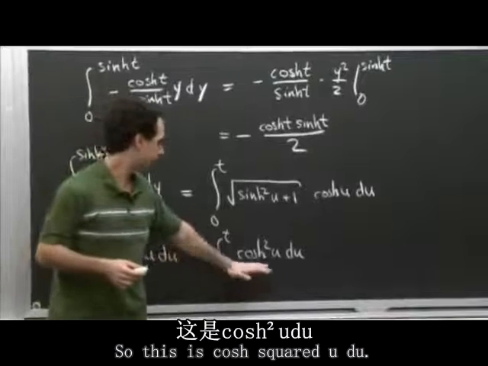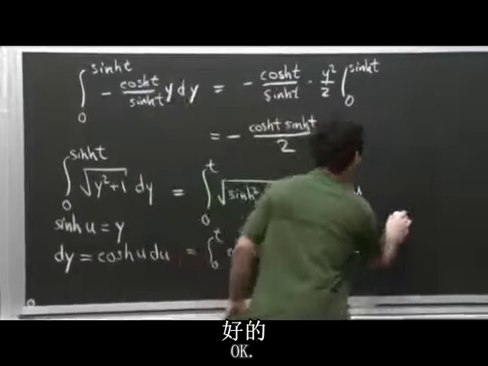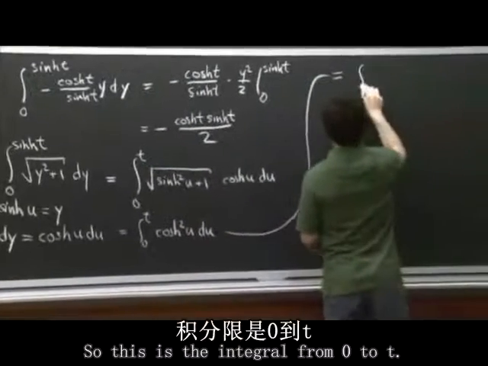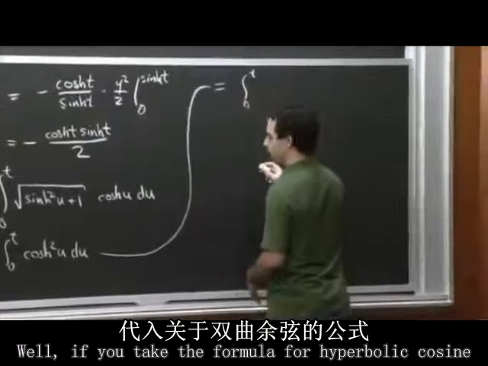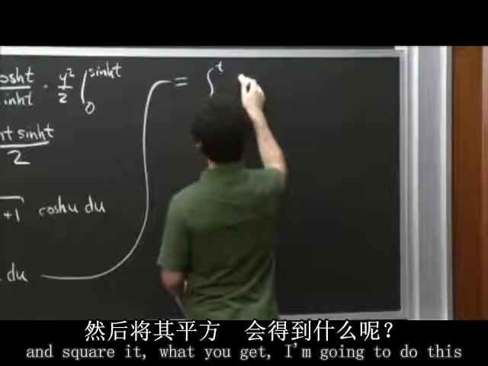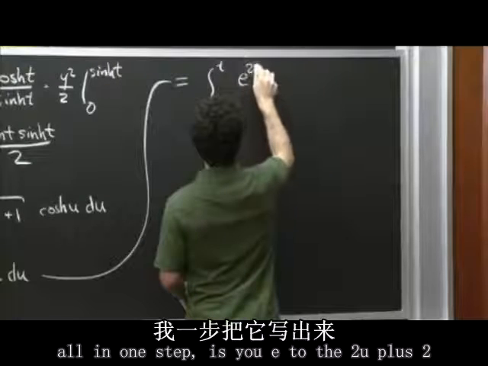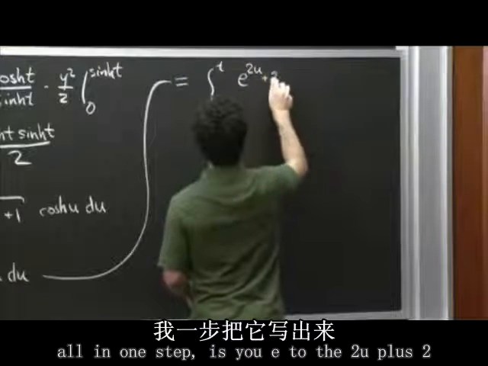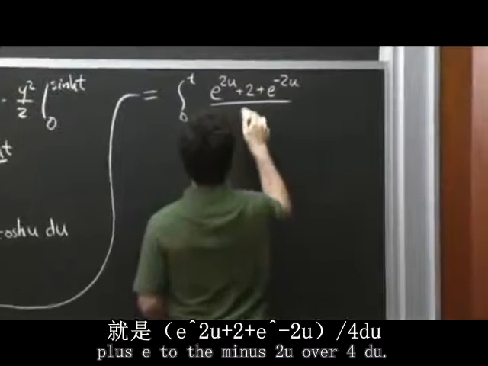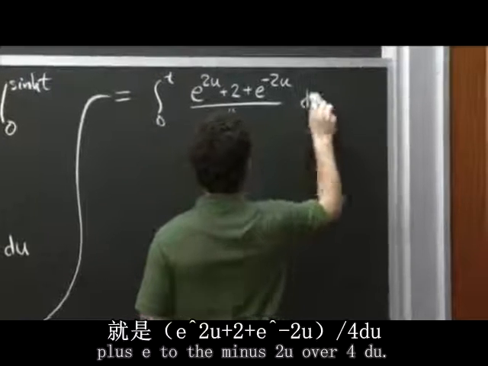So this is cosh squared u du. So this is the integral from 0 to t. Well, if you take the formula for hyperbolic cosine and square it, what you get, I'm going to do this all in one step, is (e to the 2u plus 2 plus e to the minus 2u) over 4 du.